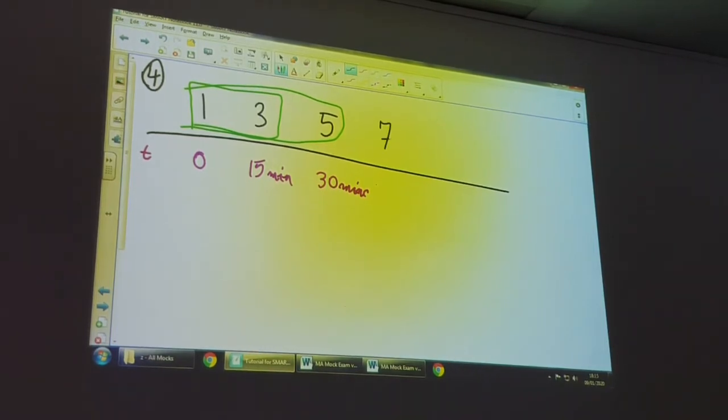It's not 9, it's 8. It should be 8. It's not. 9. Why? Because we have 3 and 4. Oh, it's 9. Sorry, it's 9. 1 plus 3 is 4. It's 9, yeah. Okay.